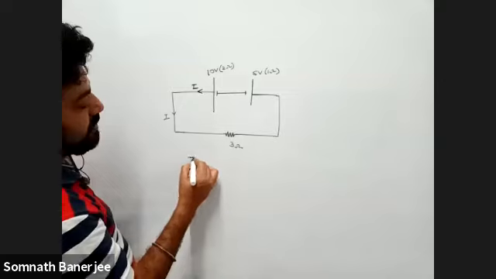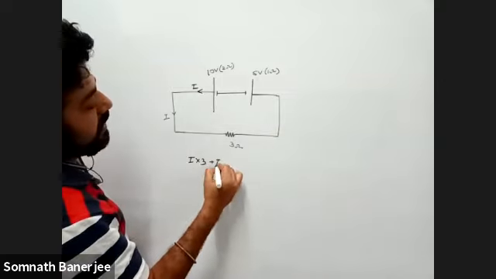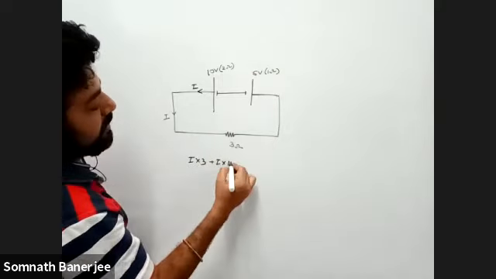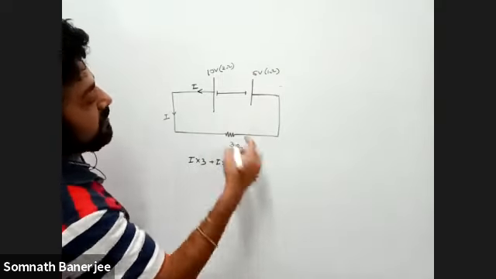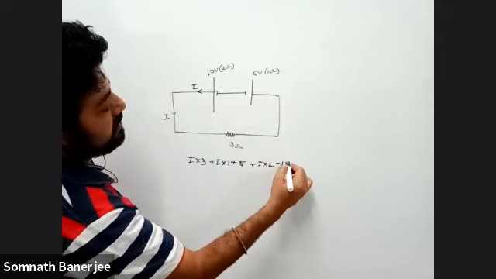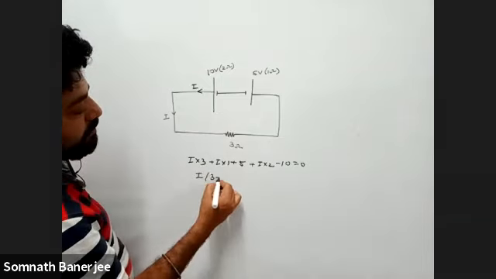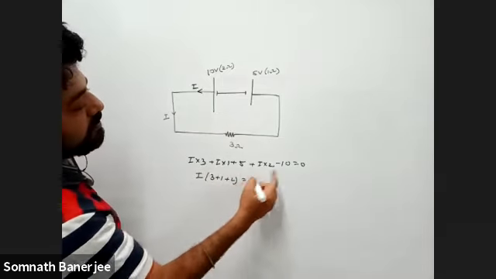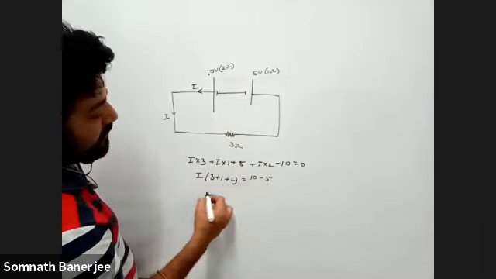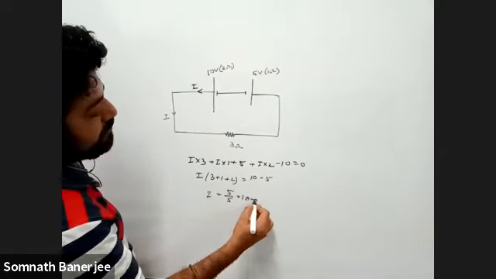So if you use Kirchhoff's law, I into 3, then you have plus I into 1, then plus polarity 5 volt, then again plus I into 2, and then minus 10 equals 0. So you complete the loop. So current times (3 plus 1 plus 2) equals 10 minus 5. So current equals 5 by 5, that is 1 ampere. This is one process.